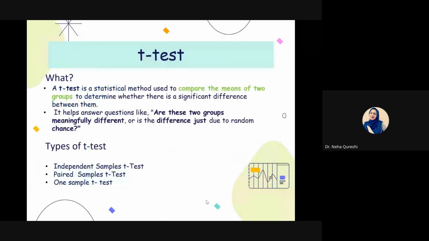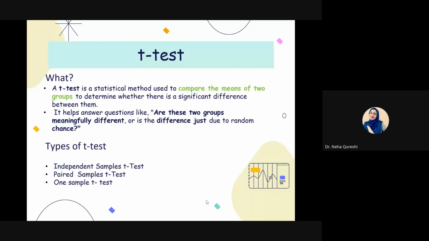So first is the t-test. T-test has three types, rather: an independent t-test, a paired t-test, and a one sample t-test. An independent t-test is used to compare the means of two groups to determine whether there is a significant difference between them or not. It can be any two groups wherein you want to compare. Are these two groups meaningfully different, or are the differences just due to some random chance that we do not know? So we have to prove it. We have to get some empirical estimation for that.